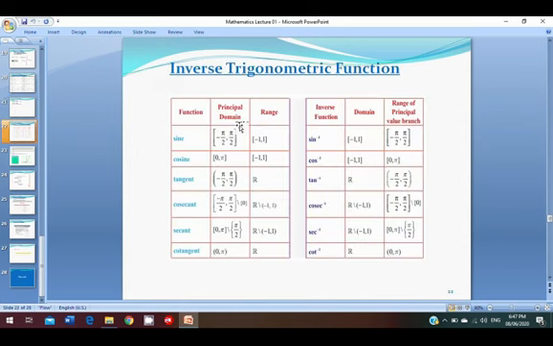Inverse trigonometric functions. There is a comparison of these two types of functions. These are simple trigonometric functions, and in this table we have the inverses of trigonometric functions. Here I'm comparing their domain and range. You can see easily the domain of all these trigonometric functions becomes the range of their inverse function, and the range of these trigonometric functions becomes the domain of their inverse function.